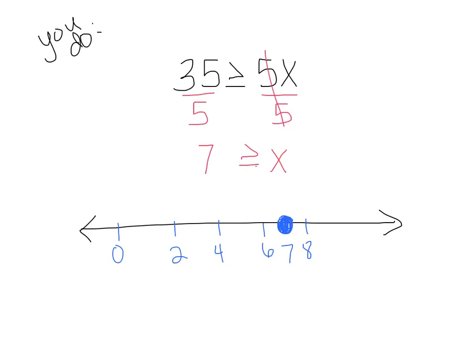Or it's going to be smaller again, right? Because the butt is facing that, the alligator mouth is facing the bigger number. So this is smaller. So it could be 6, and it could be 5, and it could be 4, but it can't be 8. So let's go ahead and show what it can be. 2, 0, negative, and so on. It could be any of those. It just can't be any of that stuff.